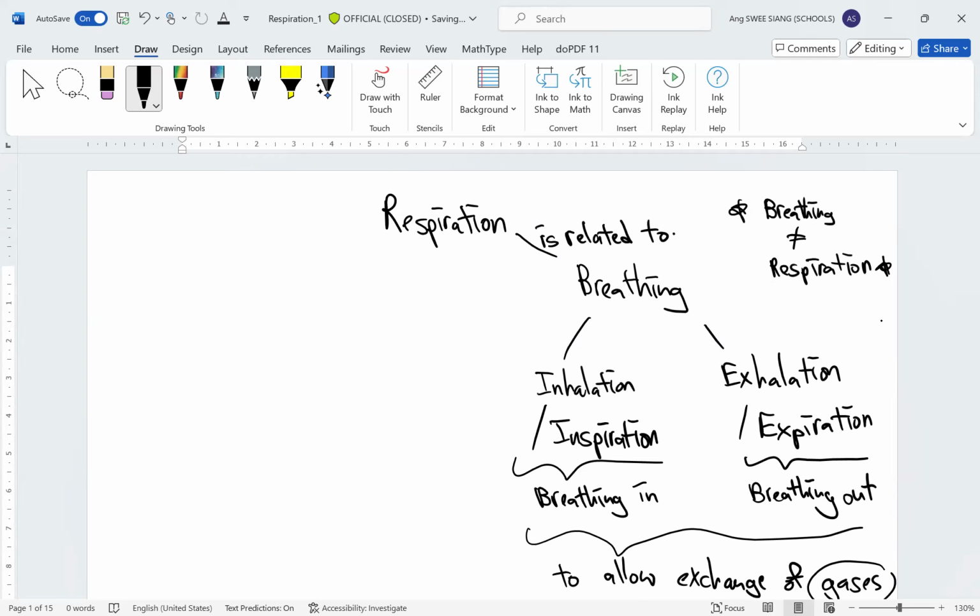So what is respiration? A lot of people will link respiration to breathing. I agree that it's related, but they are not the same. They are not equal to each other. Can I have someone else to try? What is respiration?